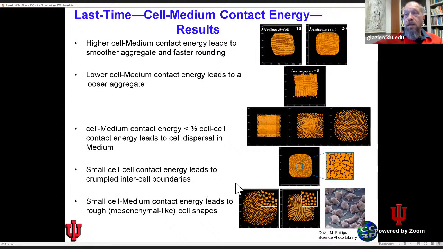If we have small cell-cell contact energy, we'll get crumpled intercell boundaries, which we saw in the previous picture. If we have small cell medium contact energy, we'll get also rough cell shapes. And so depending on whether our cells in fact are smooth and polygonal or rough and full of protrusions, we'll pick different contact energies.